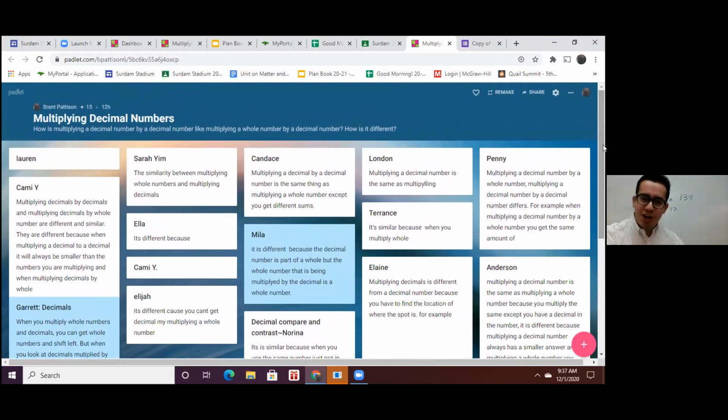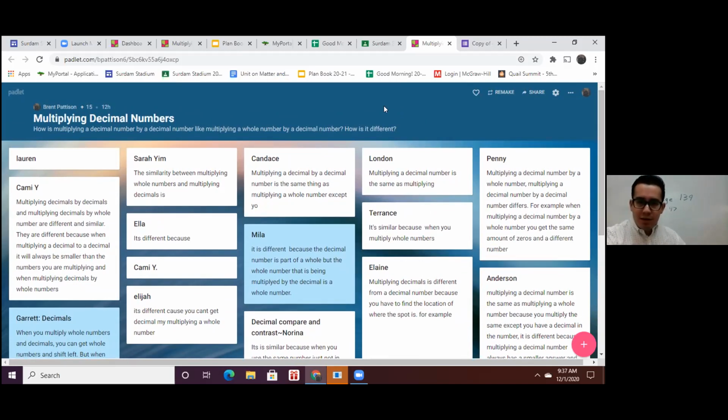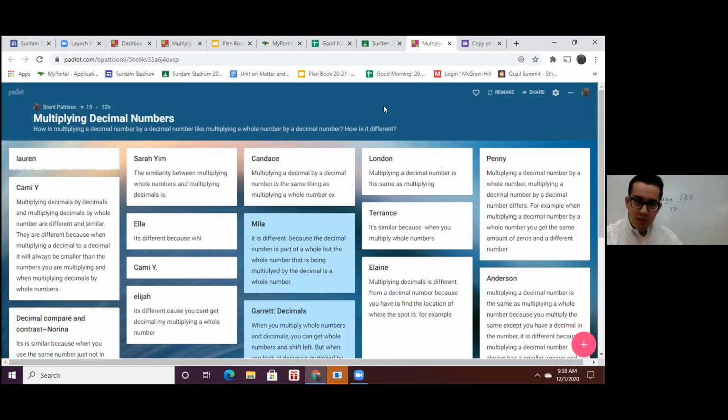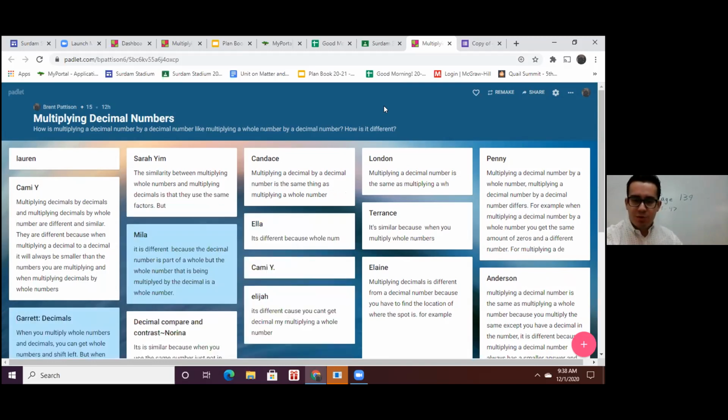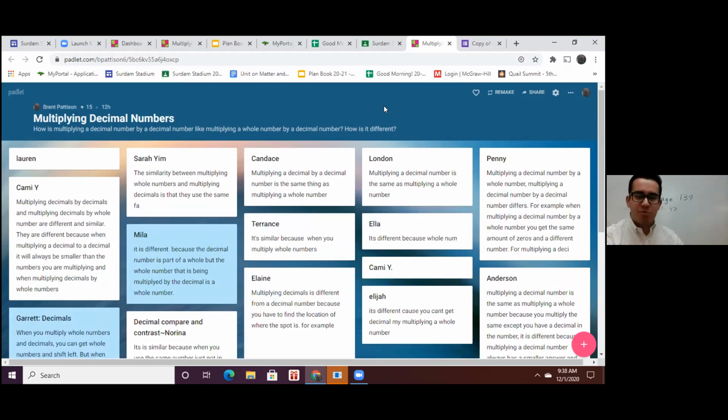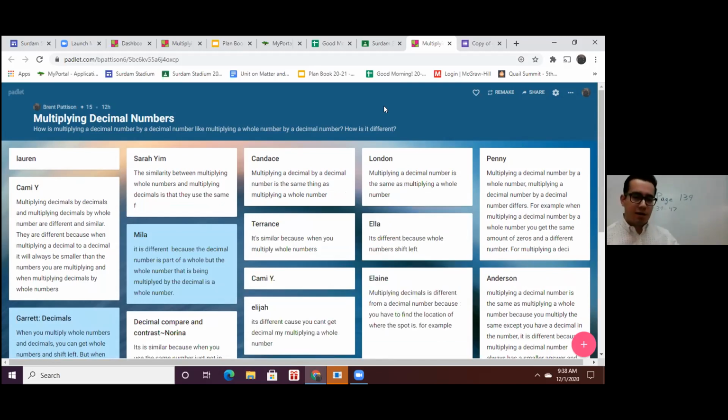Does anybody want to share, maybe verbally, what they were explaining, or what they noticed the differences were? Like their reasoning, their response? Or just what they noticed, how they felt when they multiplied these? What are some things you guys saw?